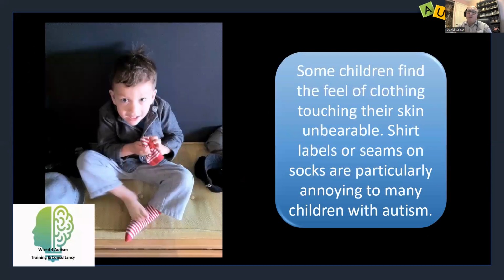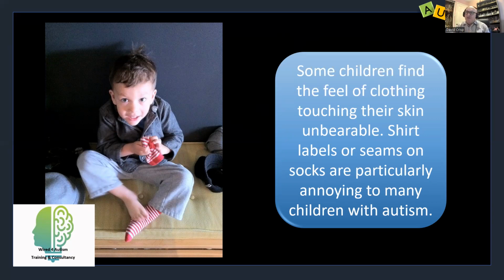Again, some children find the feel of clothing touching their skin unbearable. For instance, although I do own pairs of jeans, I don't actually like wearing them very often because they're itchy to the skin. They're quite rough against the skin. Nylon is a no-no for me. Anything nylon, you can forget that.